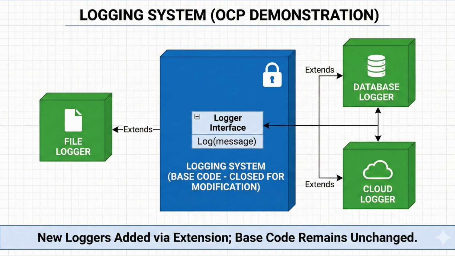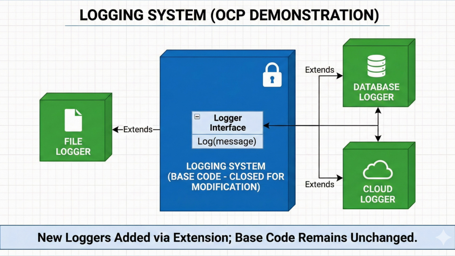In applications, logging may initially be done to a file. Later, you may need to log to a database, cloud, or monitoring tool. Instead of rewriting the logging system, we just add new logger classes. Again, no modification, only extension. So in simple words, whenever a system is designed to grow safely without rewriting old code, the open-closed principle is working behind the scenes. This image clearly demonstrates how the open-closed principle can be applied in a logging system.